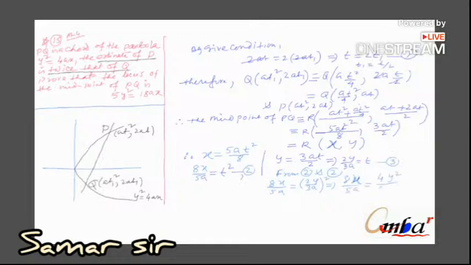Then we get the answer here, that is 5y square equals 18ax. This is the locus of the midpoint of PQ according to the statement.